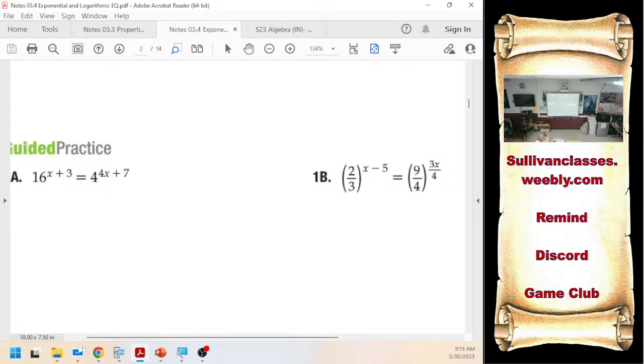Okay? All right, A and B. On B, be careful. How are you going to write them in the same base? Okay. How do I flip things?